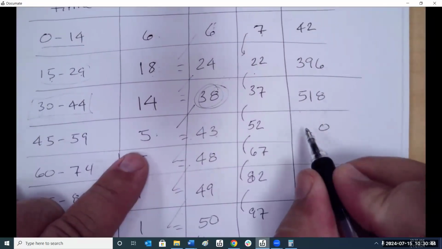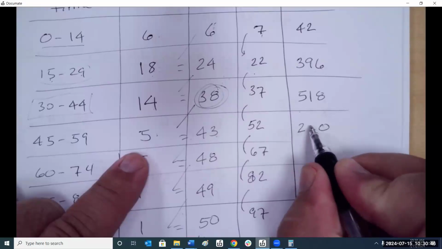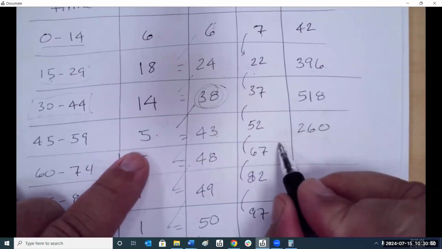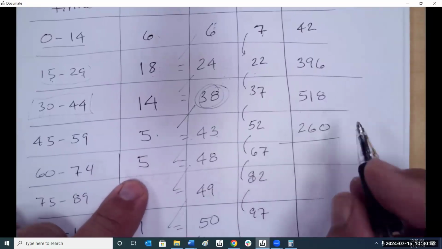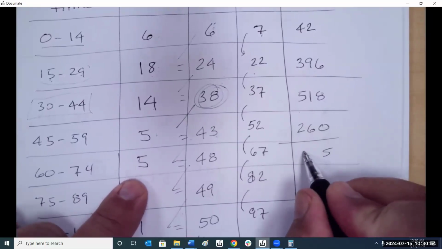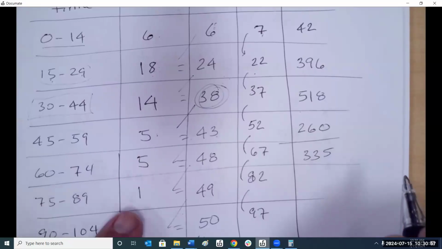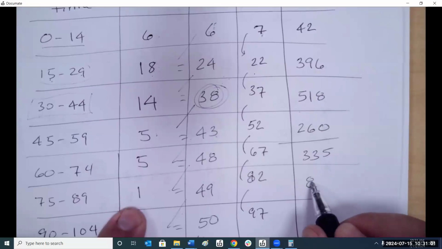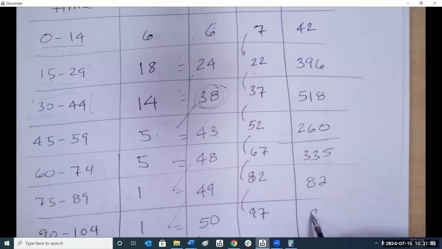Then 5 times 52, 260. 5 times 67, 335. 1 times 82 is 82, then 97.